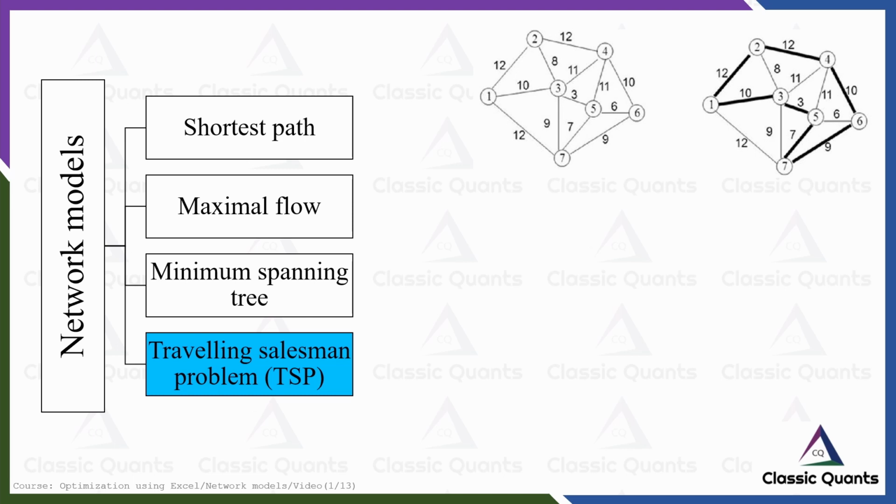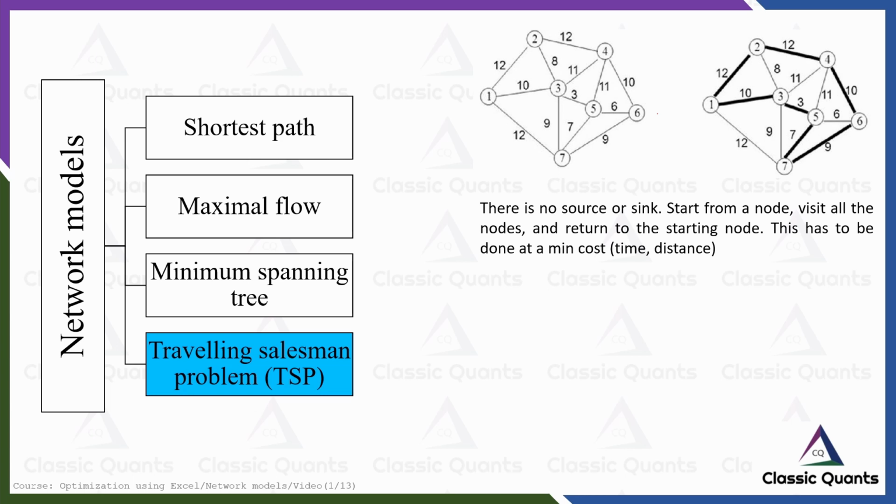Okay, so the final problem is the traveling salesman problem. What is that? Let us understand this very well. From the picture, it seems that it is like the minimum spanning tree, but that is not correct. It is not the minimum spanning tree. What is happening here is, suppose a person starts from a particular node, he must visit all the other nodes in a cyclic manner. That means starting from 1, 2, 4, 6, 7, 5, 3, and then returning to 1.